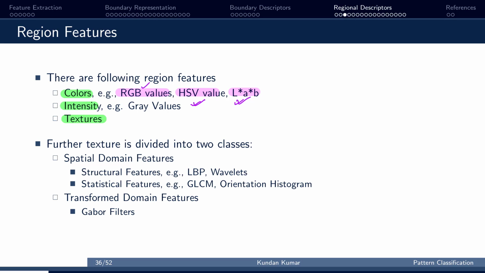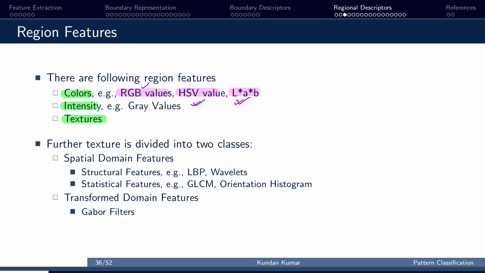What is texture? Texture is nothing but the repetitive patterns in an image, and if we can find some kind of features related to that repetitive pattern, then we can separate those types of images. So let us study the textures. There are different types of texture features, which focus on the region and the content of that region, how the pixels are oriented with respect to each other.